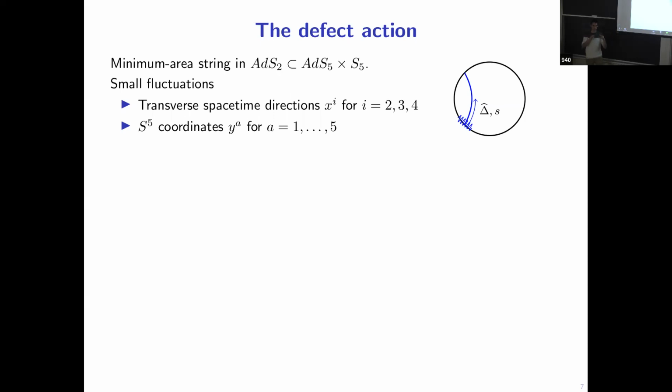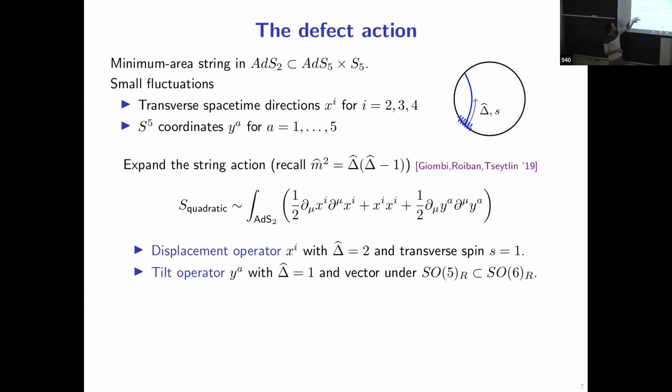this string worldsheet. So in particular, this string worldsheet is at a certain position in the AdS5, but it can move in the transverse direction. So these are one of the fluctuations you can have, and I'm calling them xi. And then this string worldsheet also has a certain direction in the auxiliary S5. So then you can also have fluctuations in this S5. This is what I'm calling y.